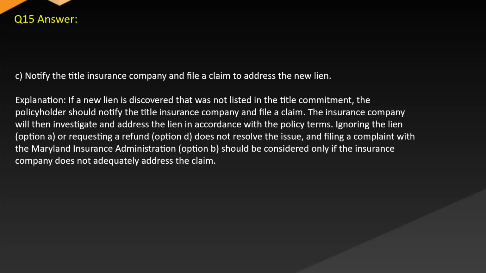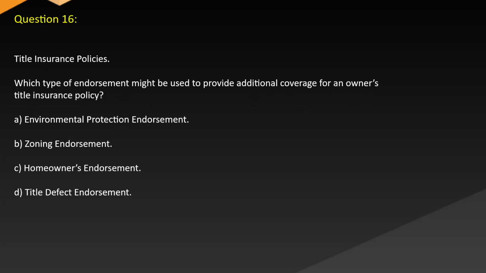Answer. C. Notify the title insurance company and file a claim to address the new lien. Explanation. If a new lien is discovered that was not listed in the title commitment, the policyholder should notify the title insurance company and file a claim. The insurance company will then investigate and address the lien in accordance with the policy terms. Ignoring the lien, option A, or requesting a refund, option D, does not resolve the issue, and filing a complaint with the Maryland Insurance Administration, option B, should be considered only if the insurance company does not adequately address the claim.